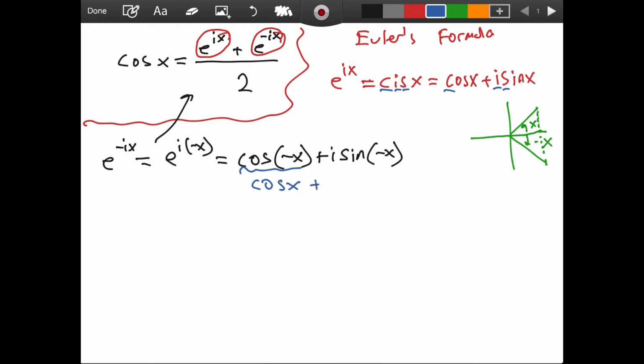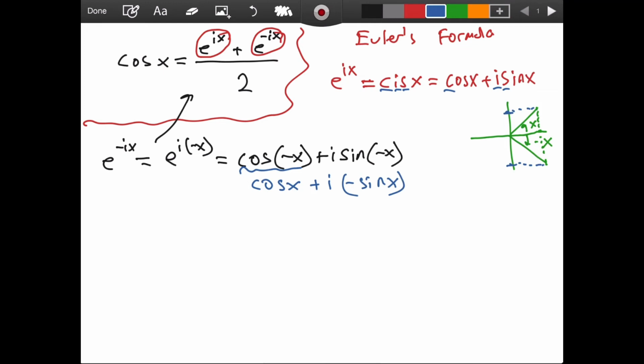We have plus i, and when we look at sine of -x, since it is the projection over the vertical axis, if we project it like this, we see that we get the negative of sine of x. So it is negative sine of x.